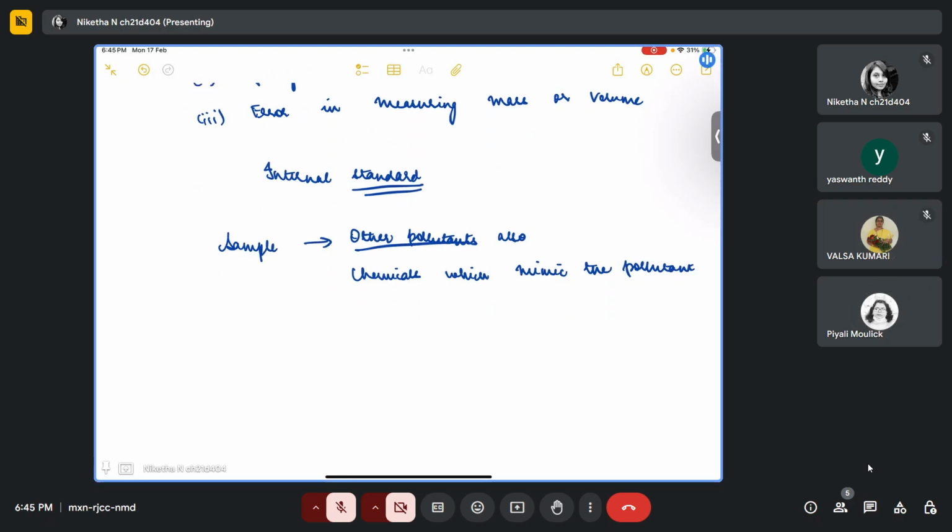So that is why we use internal standards, because it is going to mimic the behavior of the pollutant. And if there is going to be any interference due to other pollutants, then it is going to show us that the analyte's concentration will change because of the presence of these pollutants, and it also tells us by how much. So accordingly, we can add or subtract the concentration of the chemical that we want to measure.